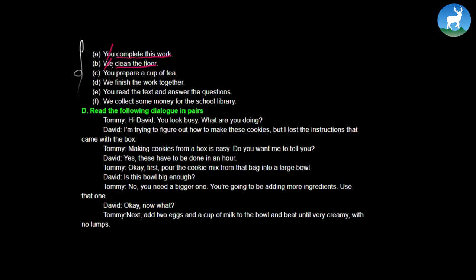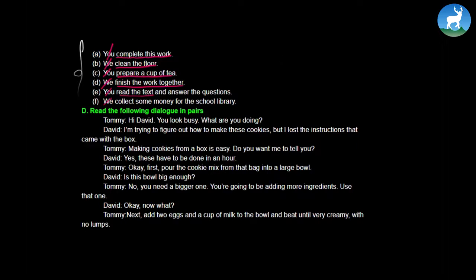You prepare a cup of tea, and you cancel this "you", it becomes prepare a cup of tea, which is imperative. Again, when you cancel "we", it becomes finish the work together, which again becomes imperative. Okay, you cancel "you", it becomes read the text and answer the questions. Again, it becomes a direct order, it becomes imperative. Again, for F, we collect some money for the school library. You cancel "we", you get collect some money for the school library, right?